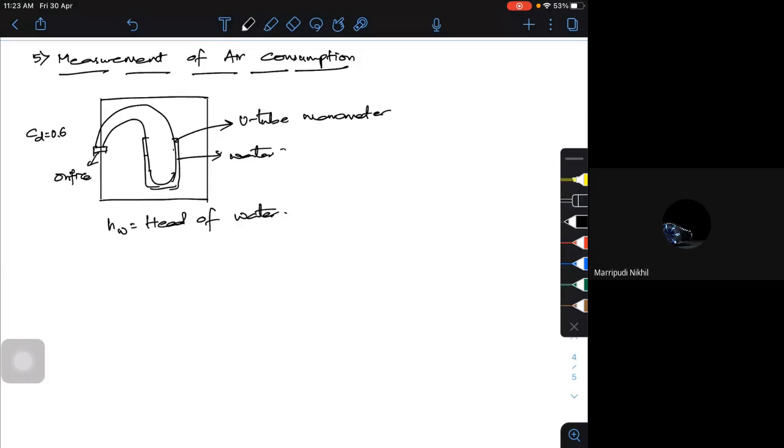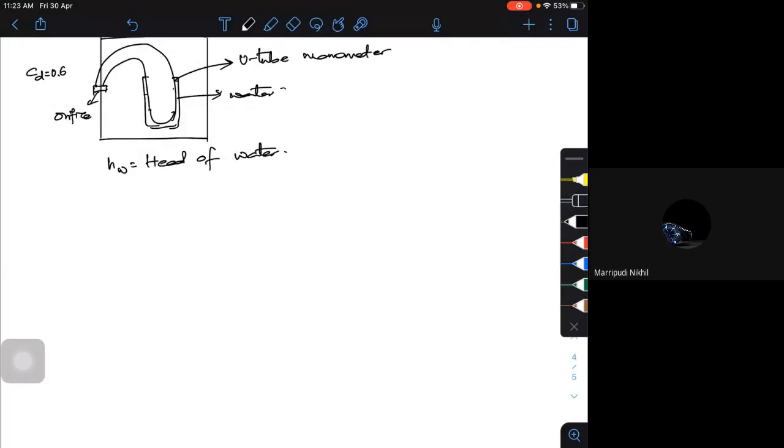Then we'll equate it. That is, the head of air times the density of air is equal to the head of water times the density of water. From here I am going to get the head of air, which is equal to head of water into density of water divided by density of air. This will be in terms of meters of air.